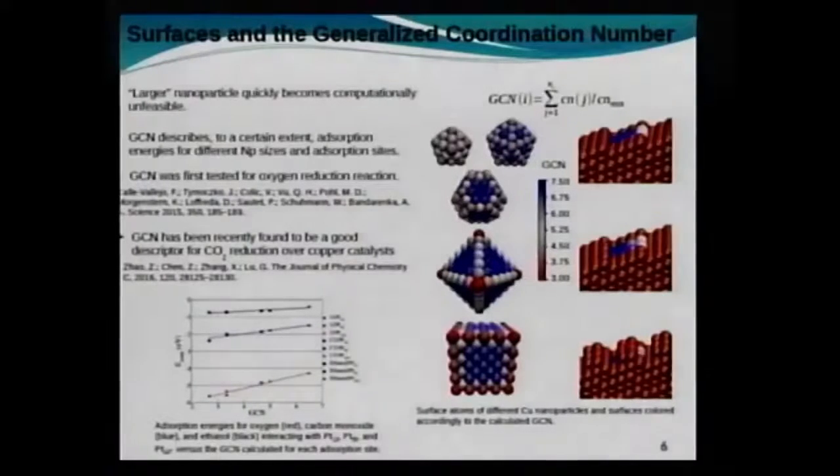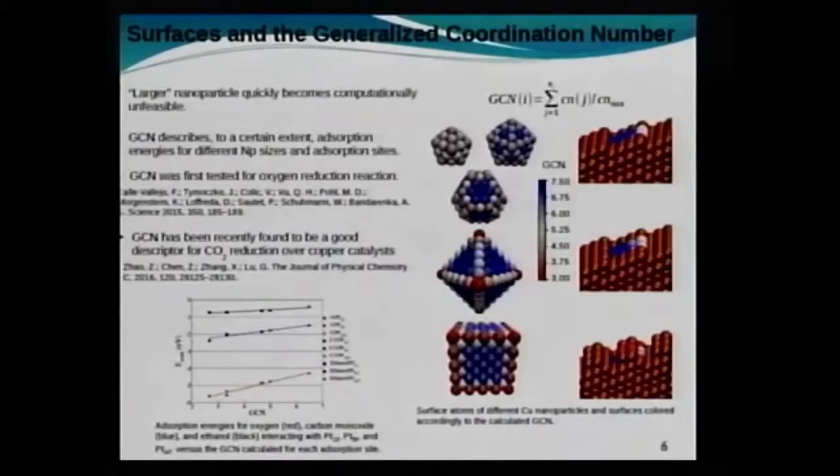So we are planning to use the generalized coordination number, which is basically a normal coordination number, as everyone knows from chemistry. But instead of counting just the first neighbors, I weight each neighbor based on their own coordination. So I count the coordination of my first neighbors and use that to assess their weight in the generalized coordination number. This number was first tested for oxygen reduction reactions and has been recently found to be good for CO2 reduction on copper catalysts.